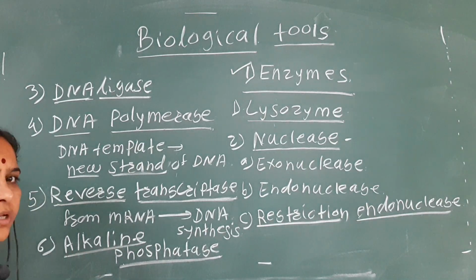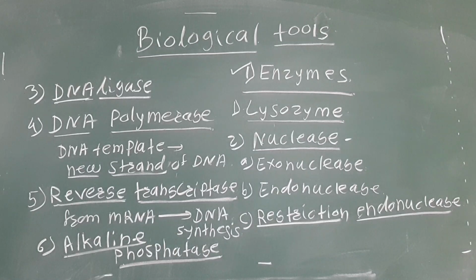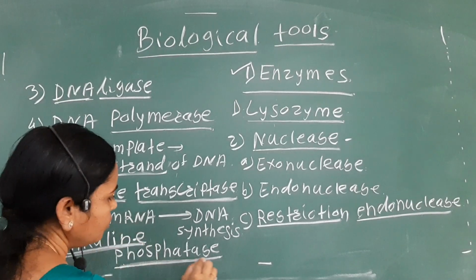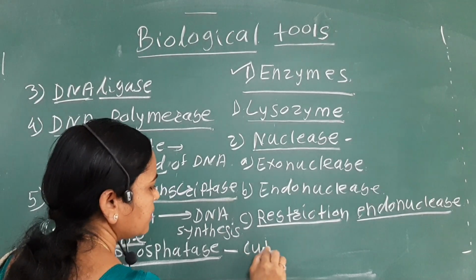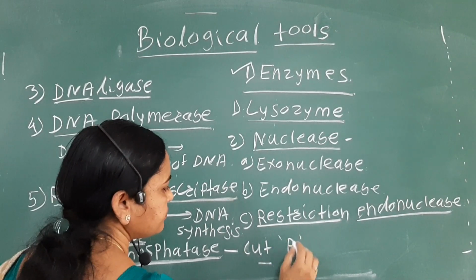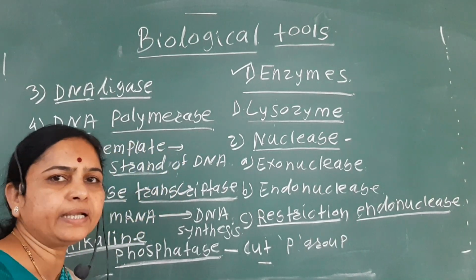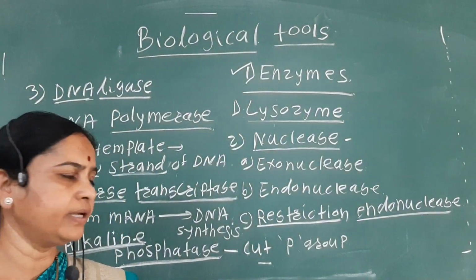This alkaline phosphatase enzyme is mainly used to cut the phosphate group which is at the 5' end of the double stranded or the single stranded DNA. See, that is the alkaline phosphatase enzyme. It is mainly used to cut the DNA phosphate group, which is mainly present at the 5' end of the double stranded DNA or the single stranded DNA.